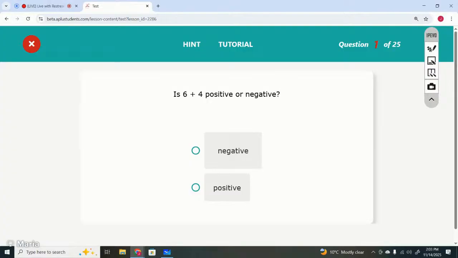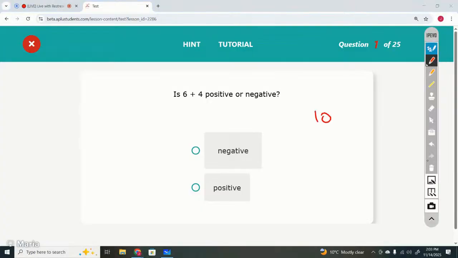Let's just start with the test questions. Is 6 plus 4 positive or negative? So 6 plus 4, both the numbers are positive, right? So adding two positive number means the answer is also positive. You can see by adding, 6 plus 4 is simply 10. So the correct option is option number 2, that is positive.